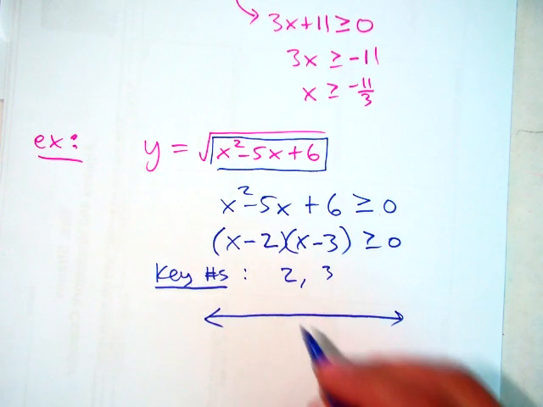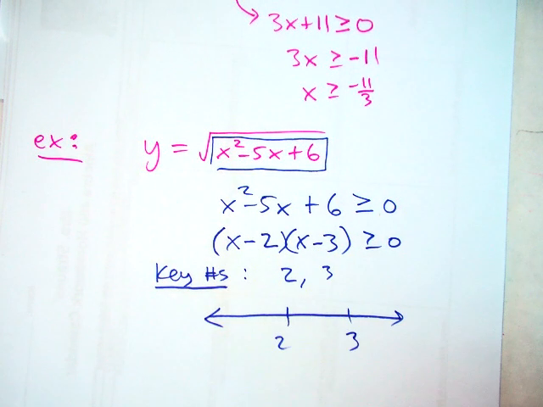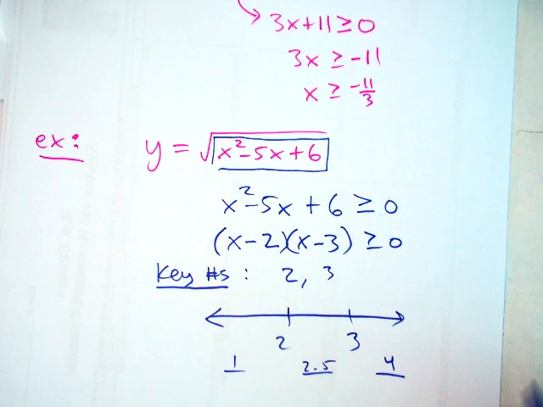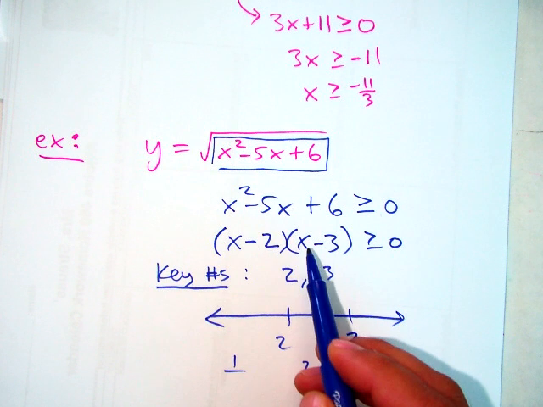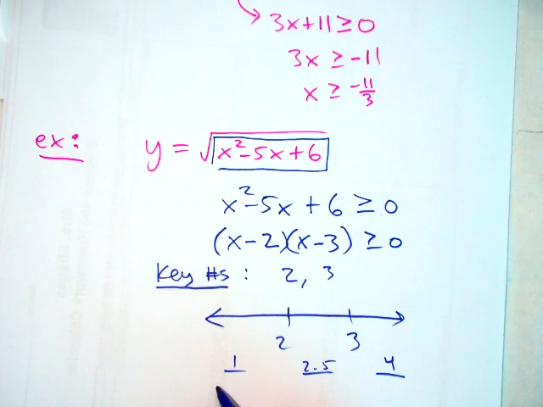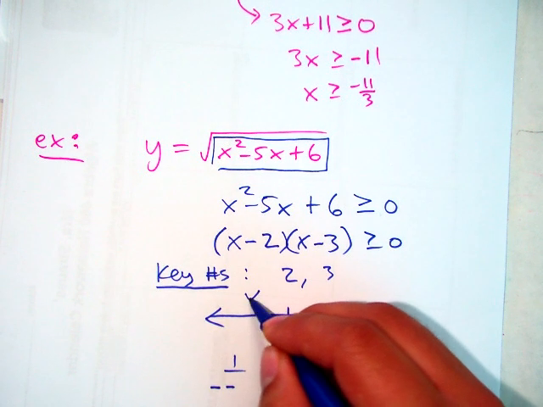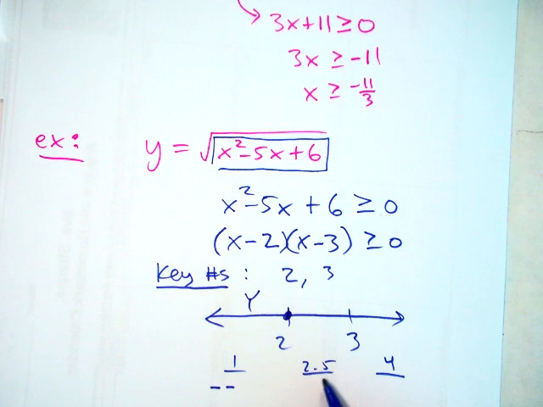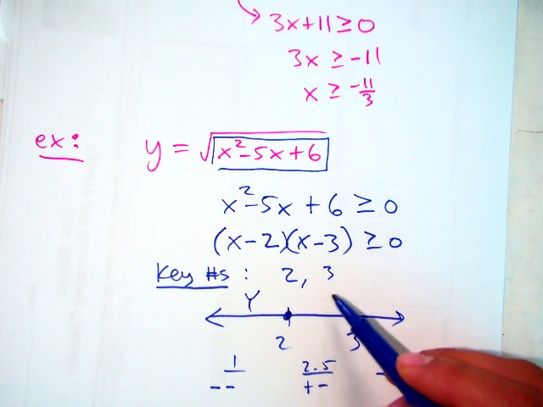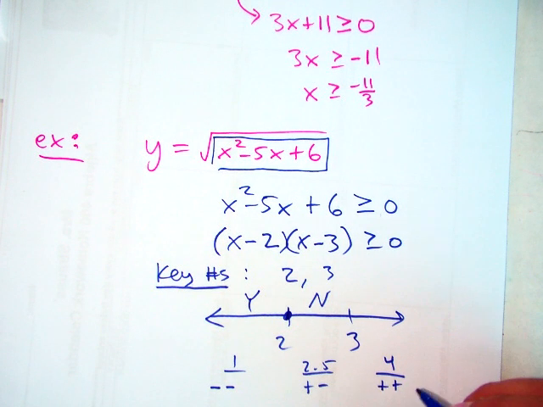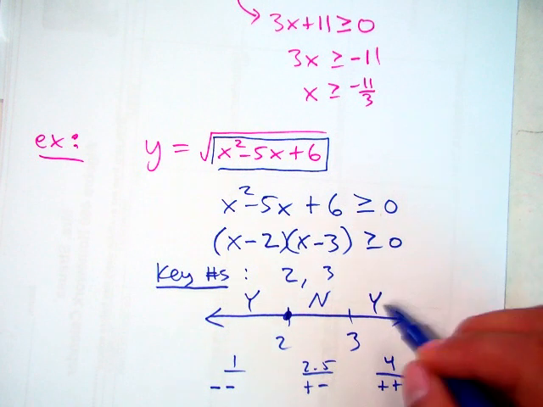Mr. G, what about 1, 2.5, and 4? You want to check 1, 2.5, and 4? Alrighty, so let's plug in 1 into the first and second factors. I get a negative times a negative, which is positive. That is good in this case, right? 2 is closed. 2.5, positive, and then negative. Is that good? No. Because we want to be greater than 0, right? 4, if I plug that in, both positive, that's a yes. That'll be greater than 0.